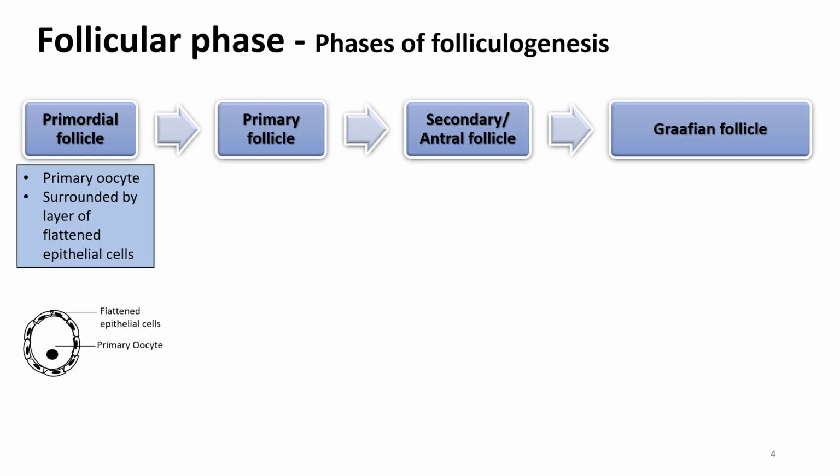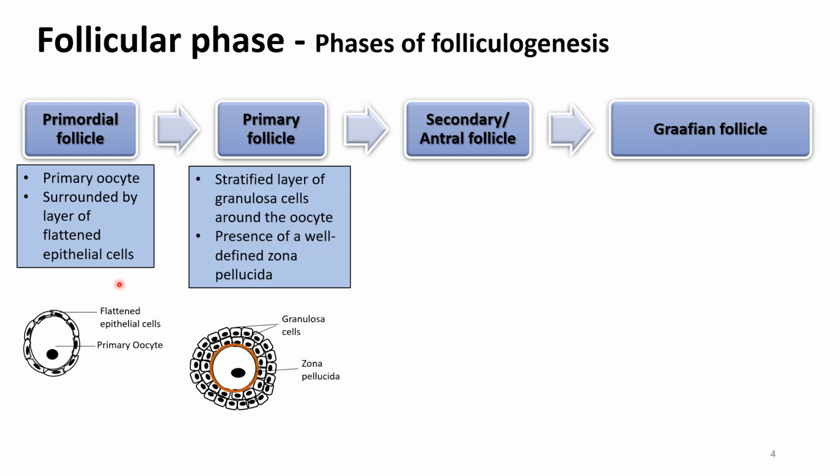So a primordial follicle, there is a primary oocyte surrounded by a layer of flattened epithelial cells. In a primary follicle, there is a stratified layer of granulosa cells around the oocyte, and there is a well-defined zona pellucida layer also.